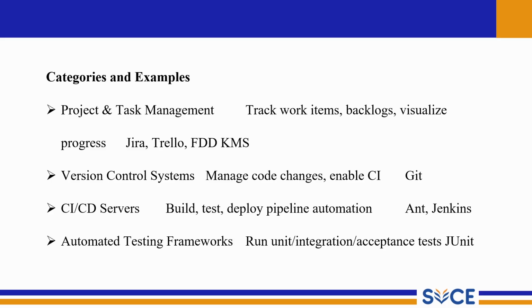CI/CD serves build, test, and deploy pipeline automation, for example Jenkins. Automated testing frameworks run unit, integration, and acceptance tests.